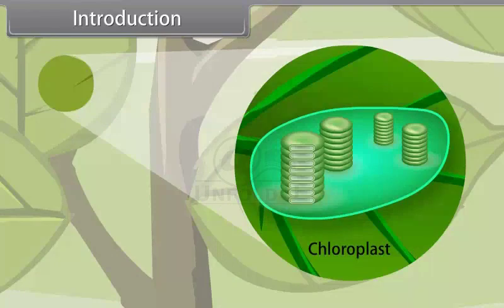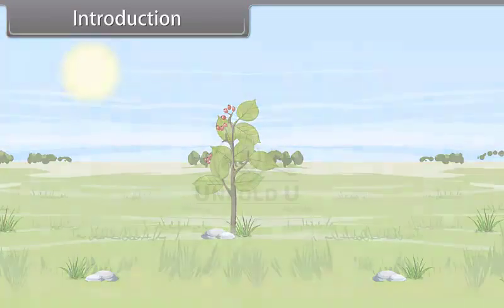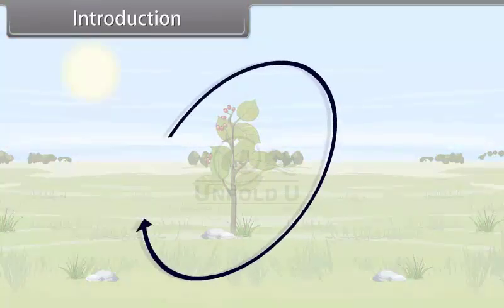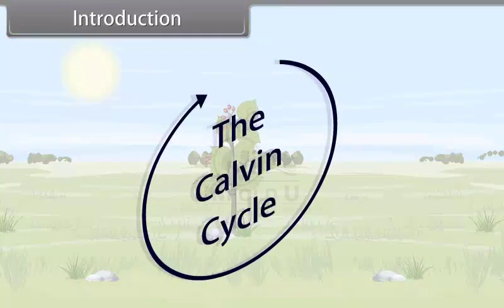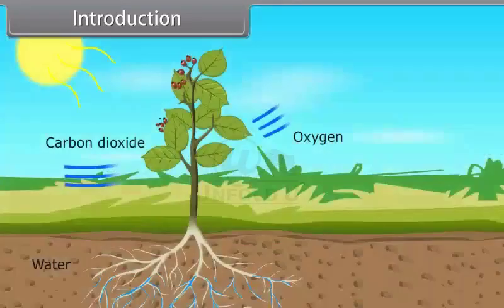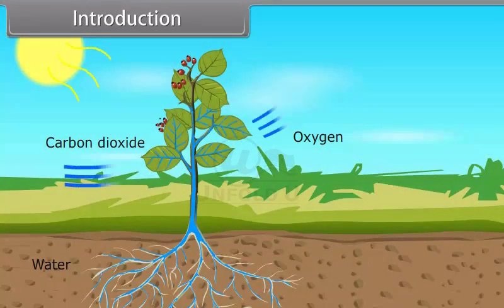There are two cycles through which photosynthesis takes place. They are the Calvin cycle and the C4 cycle. The rate of photosynthesis is affected by availability of light, carbon dioxide concentration, etc. So, throughout this module, we will learn photosynthesis in higher plants.